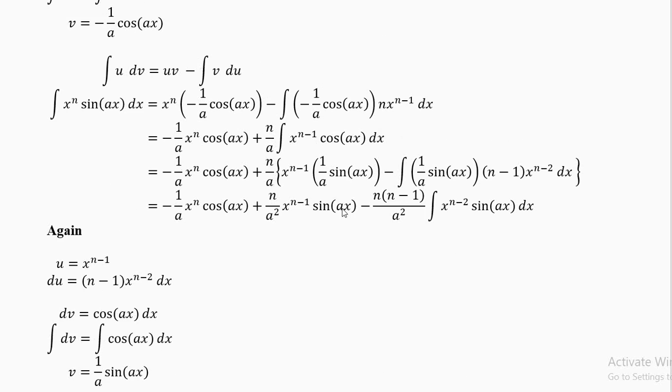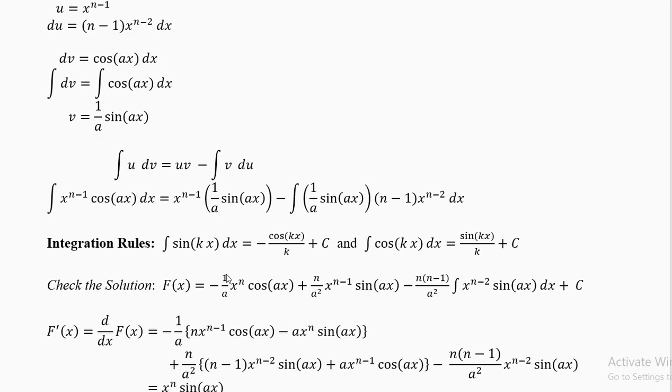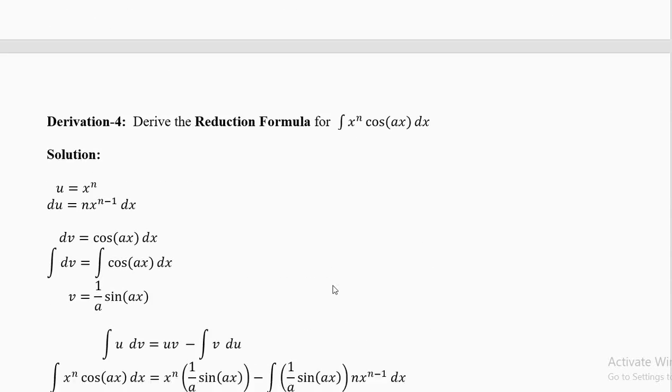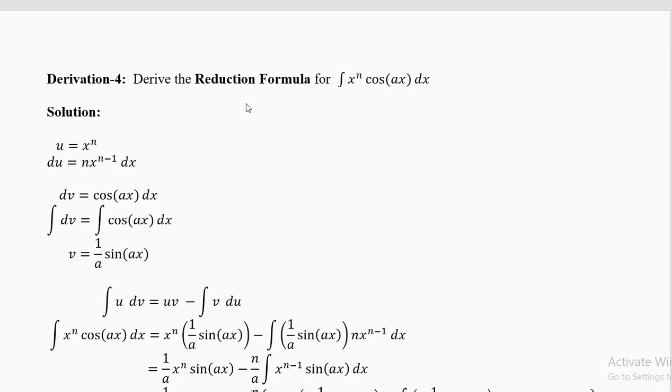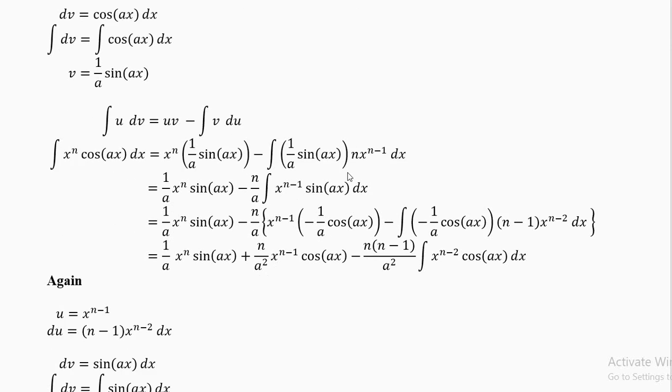And the second integration by parts is shown over here, and you can again check the differentiation. You will get back x power n sine ax. Now the reduction formula for x power n cos ax is derived in a similar manner, so we will not go into much detail. You just note down the final formula. Again you will be integrating by parts two times.